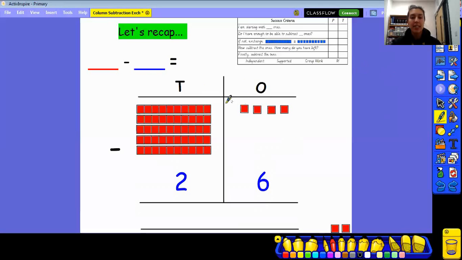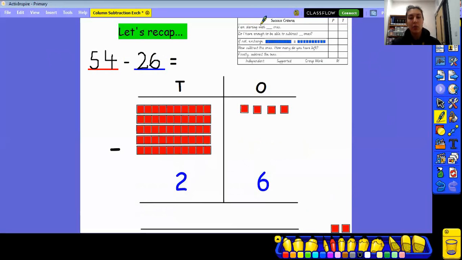So my starting number has got 1, 2, 3, 4, 5 10s and 4 1s. So my starting number is 54. And then you can see that I'm subtracting 2 10s and 6 1s. So I'm subtracting the number 26. Let's work out the answer then by following our success criteria.